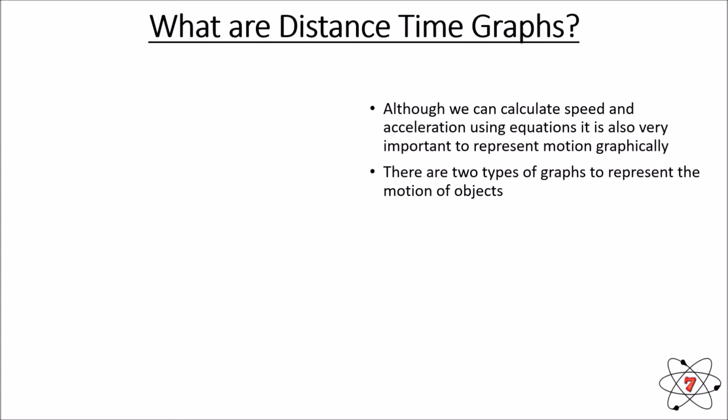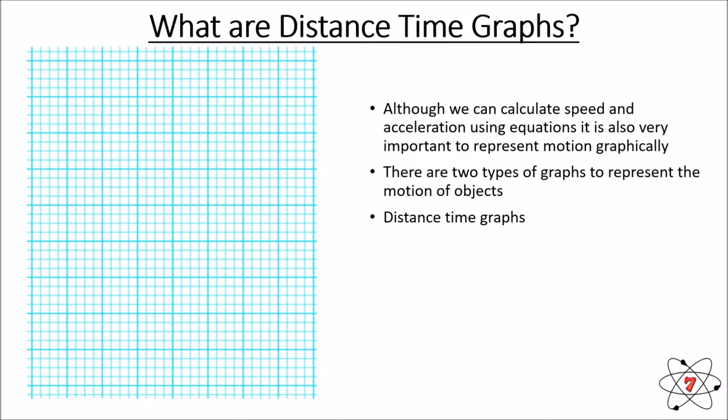And there are two types of graph that can represent the motion of objects. The first one, and what we're going to be focusing on in this lesson, is called a distance time graph. In a distance time graph, along the x-axis we have time, and along the y-axis we have distance.